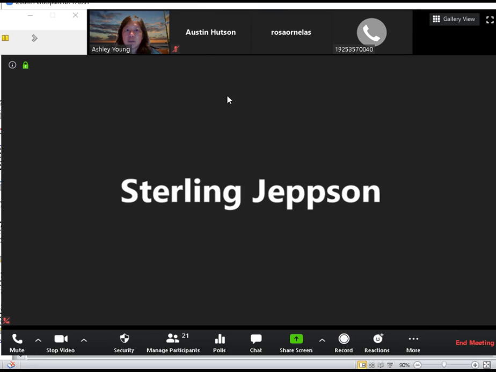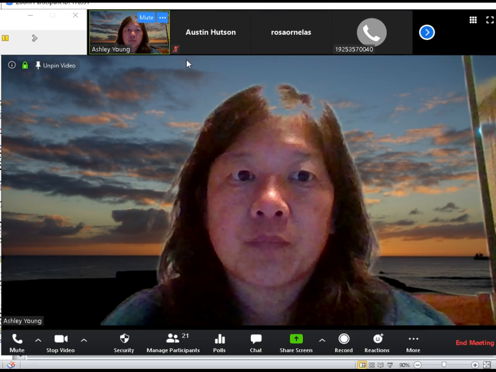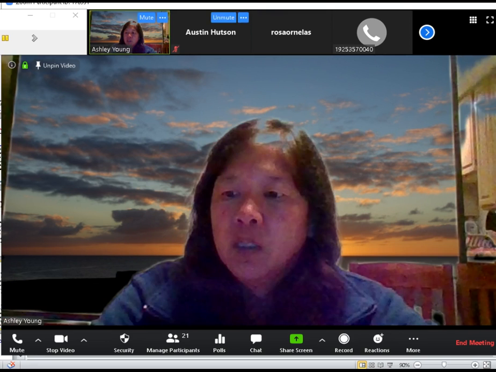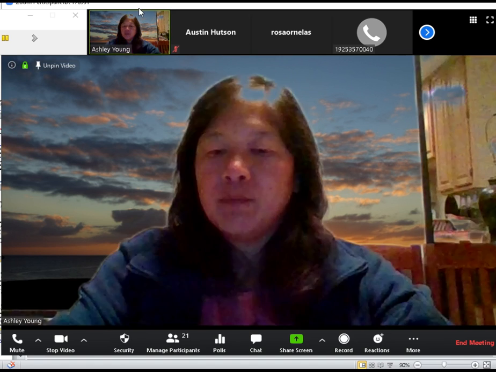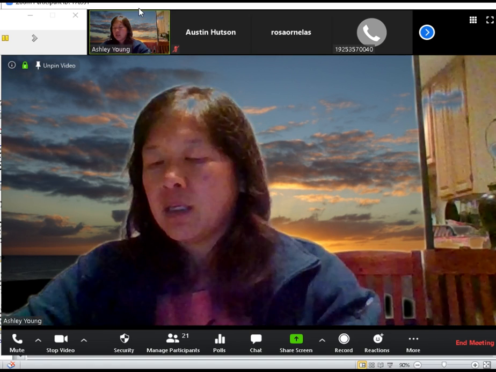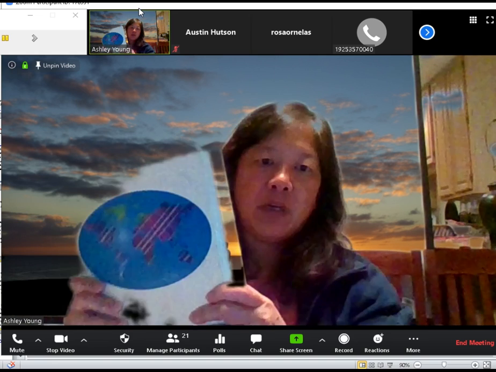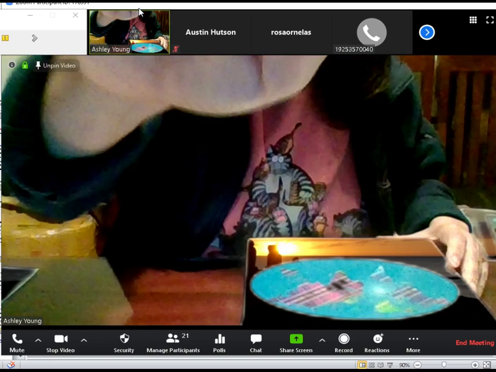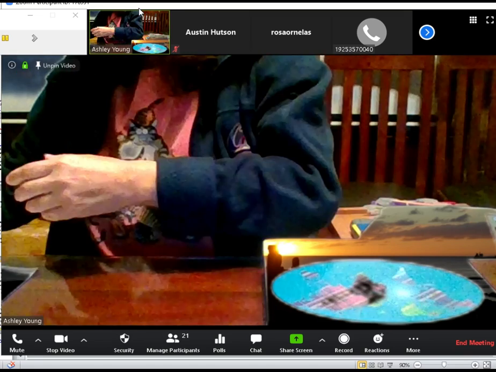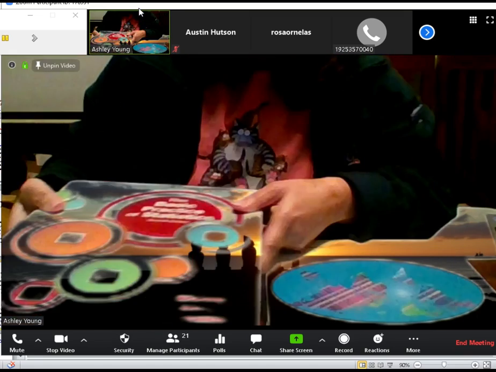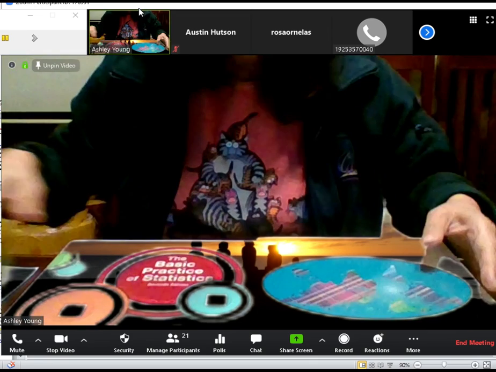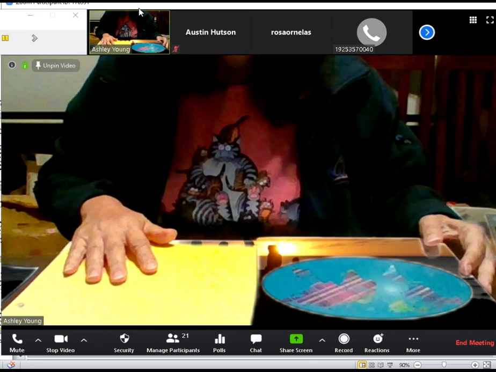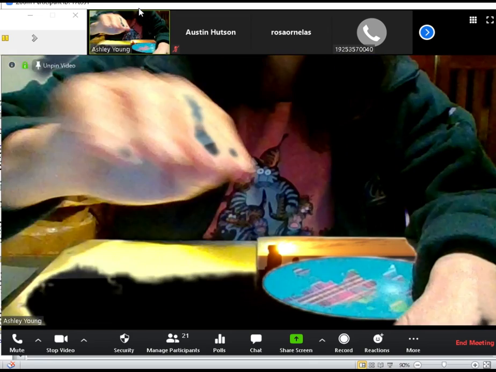So stop share. Here, I'm moving my computer back a little bit, and then I'm going to take this book and set it down in front of me, and I'm going to take another book and set it down in front of me as well. They're white, so it shows up as being dark. And then you don't have to point down that much.